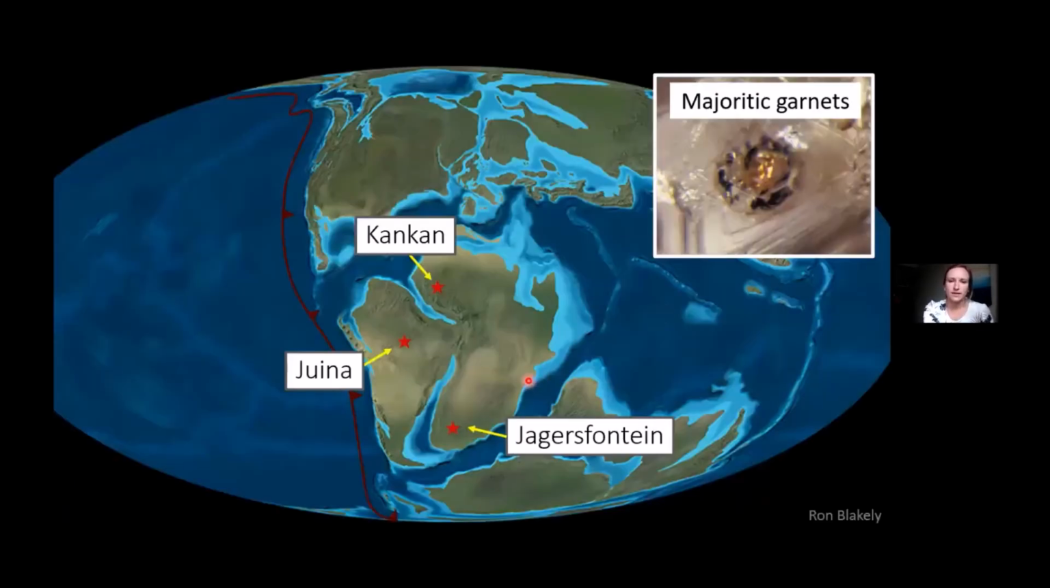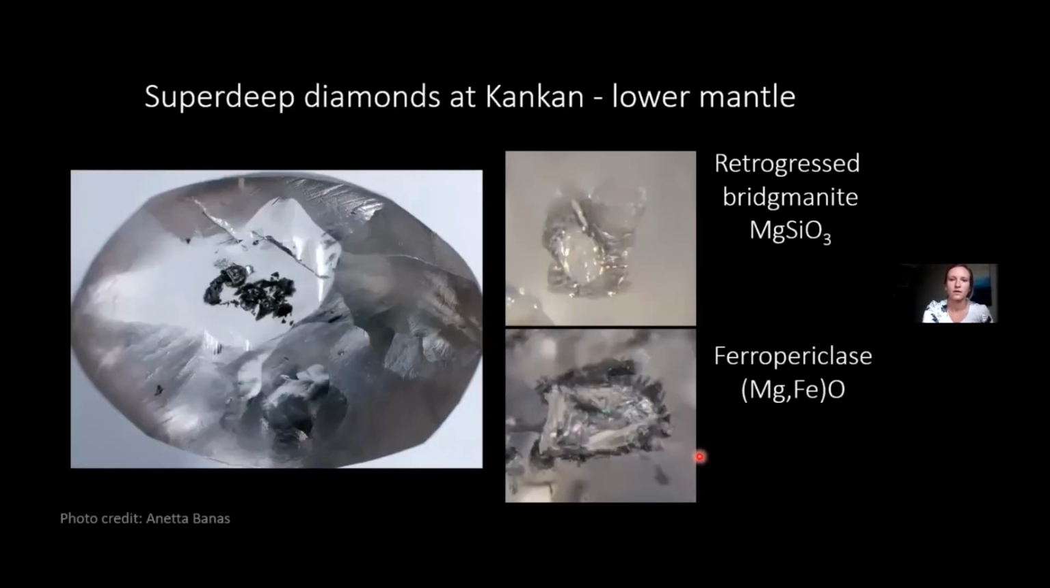And majoritic garnets are by no means specific to the Kankan deposit. In fact, you'll find them from a variety of diamond deposits all over the world. But for this presentation, we're solely going to focus on the majorites at Kankan and compare them with two other deposits, which are the Juína deposit in Brazil and also the Jagersfontein in South Africa.